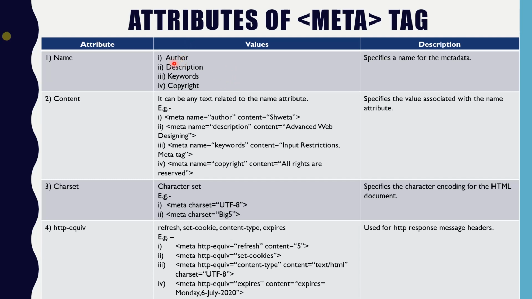Okay. So what is author? Author means the person who is creating the web page or HTML document. So the name of that person will come in place of author. Next, description. Description means a short description of the web page or HTML document that you are creating. If you want to give a short description about your web page, then you can write that in description.